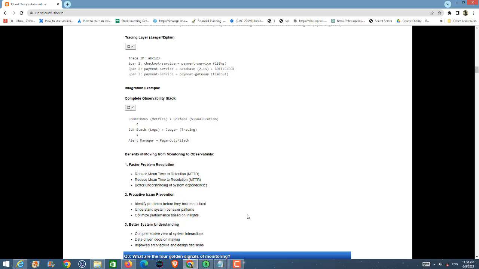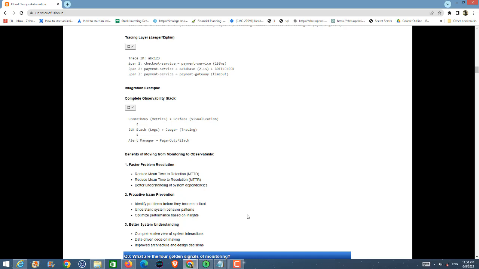Then there is proactive issue prevention, that is, we are identifying the issue before it becomes critical, and we are trying to understand our overall system behavior and optimize the performance based on the insights we get from the Prometheus metrics. From the graph perspective also, you can take a look and determine, okay, this is my normal behavior, this is the time I am facing the issue, and this is going away from my normal behavior. So that kind of proactive approach can also be taken.